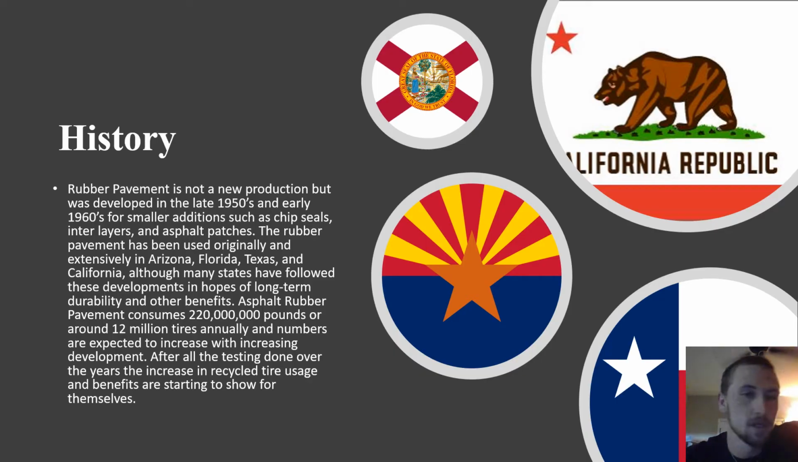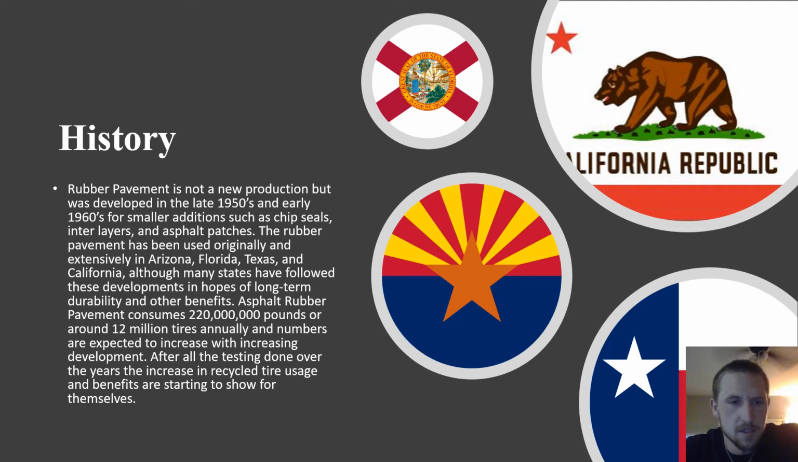For history, rubber pavement is not a new product, but was developed in the late 1950s and early 1960s for smaller additions such as chip seals, interlayers, and asphalt patches. Rubber pavement was originally and extensively used in Arizona, Florida, Texas, and California, although many states have followed these developments in hopes of long-term durability and other benefits.